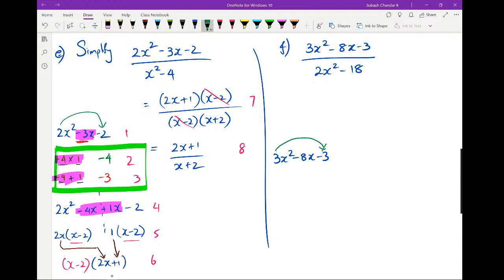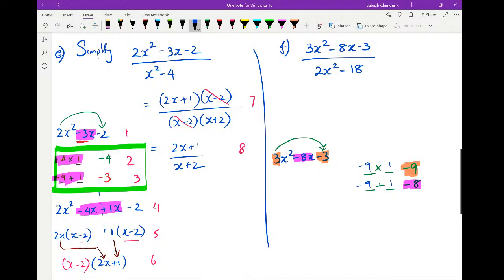My first step is this: 3 times negative 3 is negative 9. So I'm looking for two numbers that multiply to negative 9 and add up to negative 8. This negative 8 is from here, and the negative 9 is from 3 multiplied by negative 3. So the two numbers are negative 9 and positive 1.